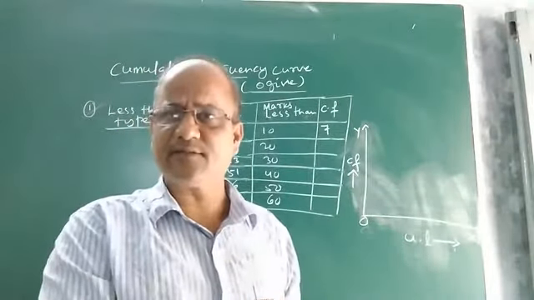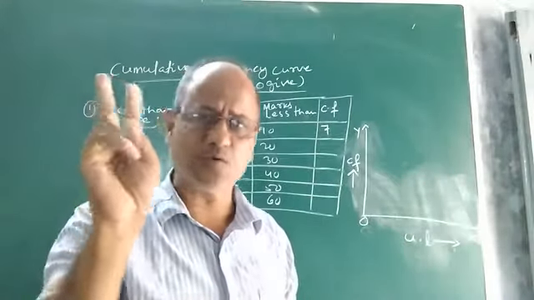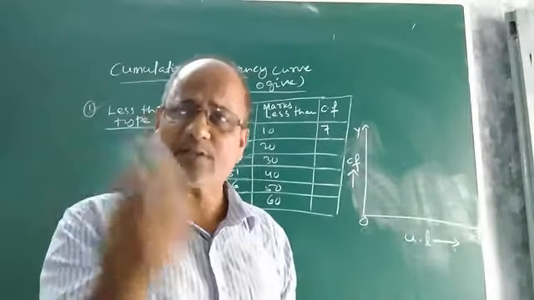Now the point is, this cumulative frequency curve or ogive is of how many types? Two types. One is the less than type ogive, the other is the more than type ogive.